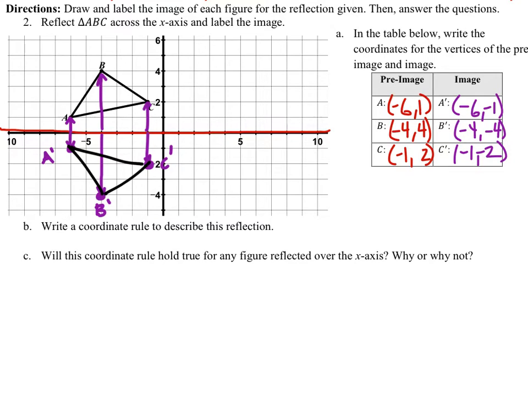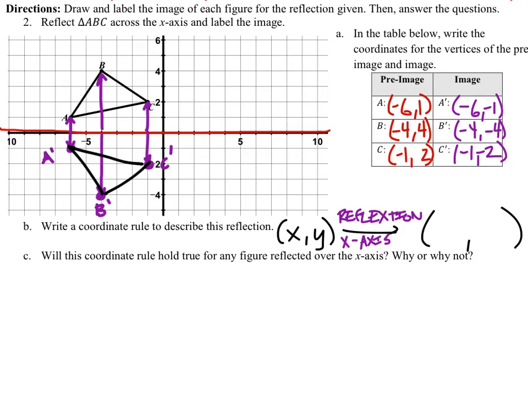So let's go ahead and do B. Let's write the coordinate rule to describe this reflection. So once again, we're always going to start with some x, y ordered pair. And this will translate using a reflection over the x-axis specifically. And this should do something for our x and y.